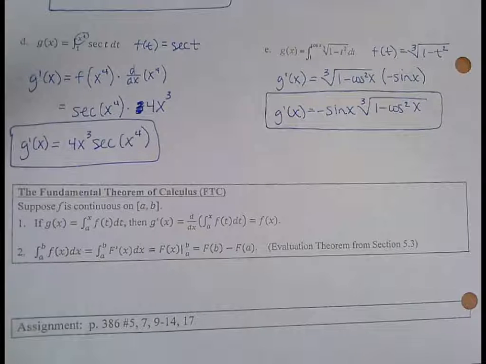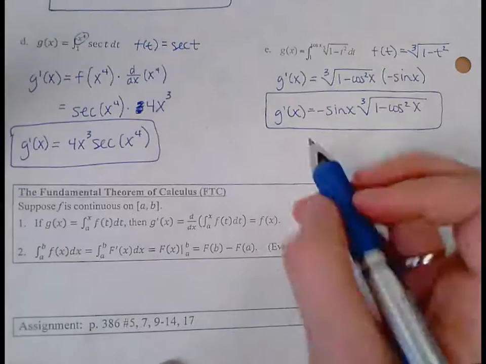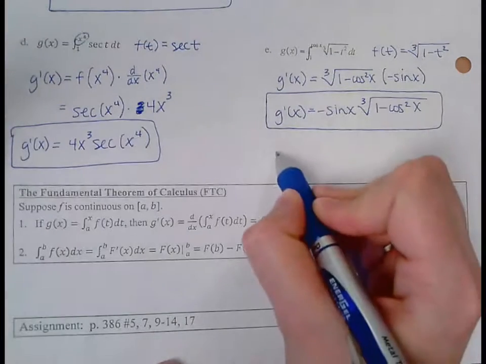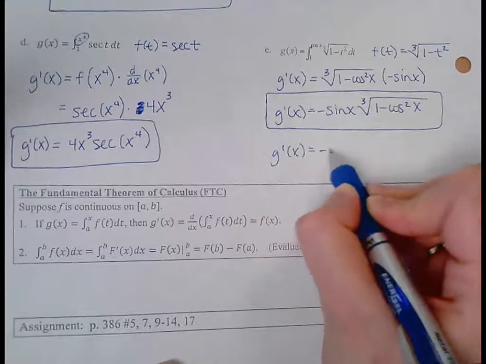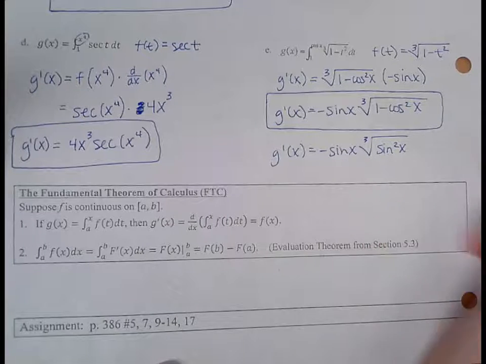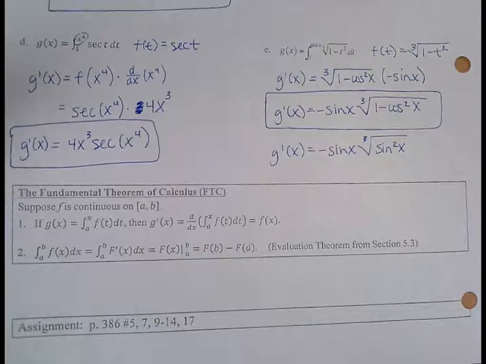Negative sine of x times the cube root of 1 minus cosine squared of x. With sine squared, yes. So you could, because 1 minus cosine squared of x is sine squared of x, an alternate answer could be this. This is how it would look. This would just be the simplified version. Nothing cancels out, but you could rewrite it that way too.